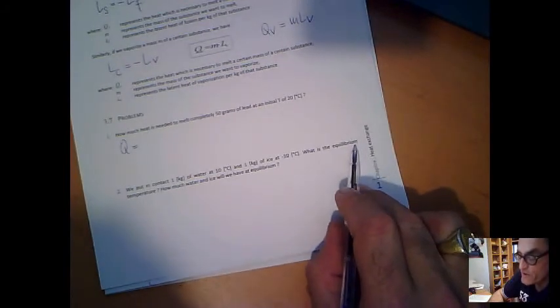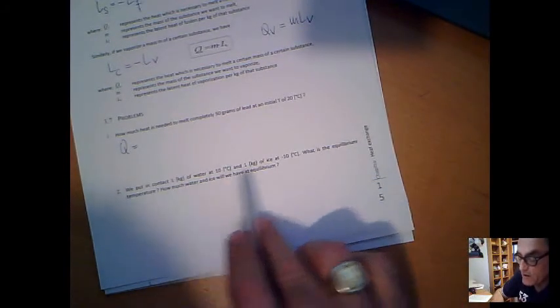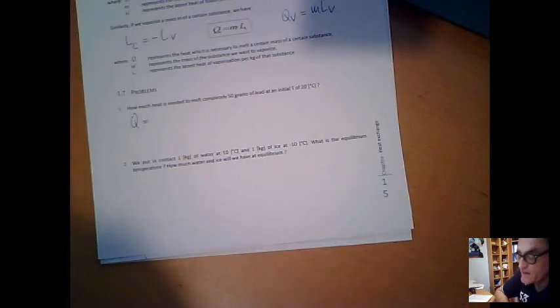This is an interesting exercise because you see we have 1 kilo of water at 10 degrees and 1 kilo of ice at minus 10 degrees. Okay? And what is the equilibrium temperature? Well, you should find a way to determine that, and how much water and how much ice will be at equilibrium. It's not completely obvious, this exercise. You have to think a bit.